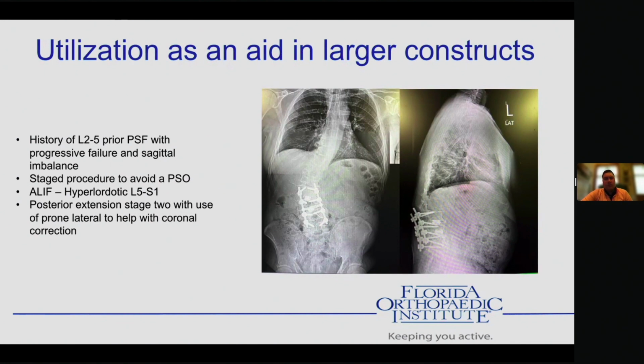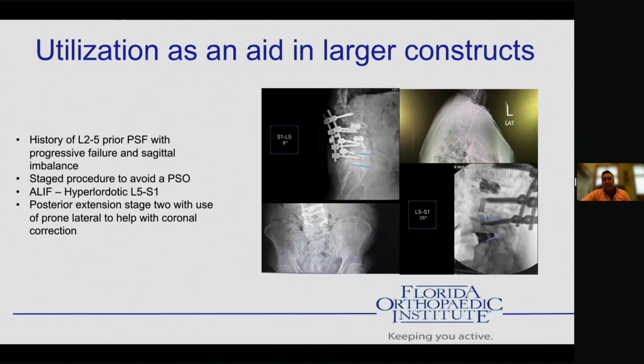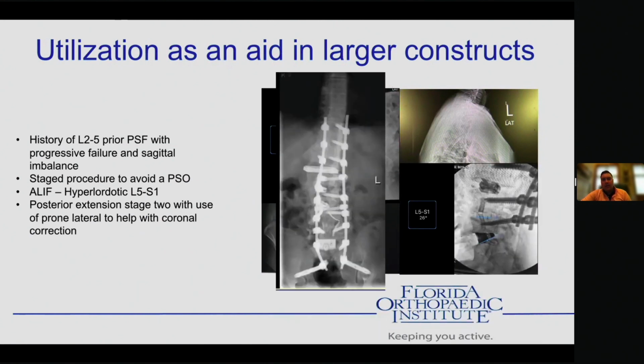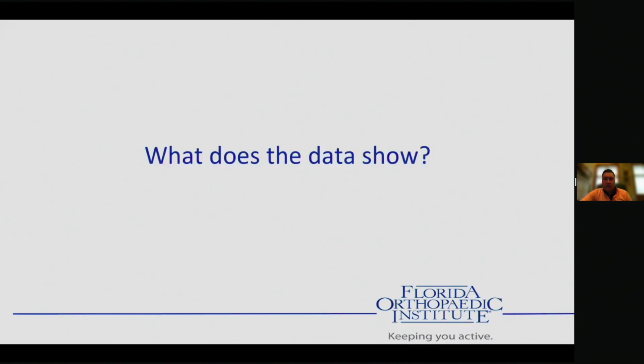This was a patient of mine that I treated in the last few months that had a history of L2 to 5 prior fusion and progressive failure with coronal and sagittal imbalance. This was an elderly patient that I wanted to minimize time under anesthesia and avoid a PSO if possible. So we performed a hyperlordotic A-lift stage 1 with a 30-degree cage, and then ended up correcting the coronal plane with a L1-2 prone lateral while doing the posterior instrumentation.